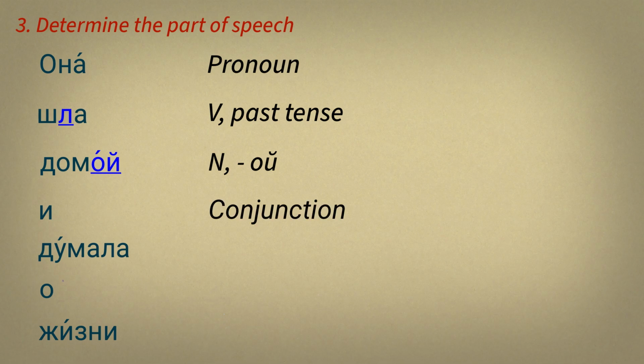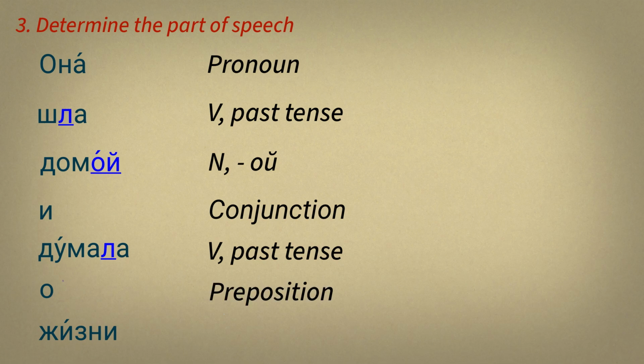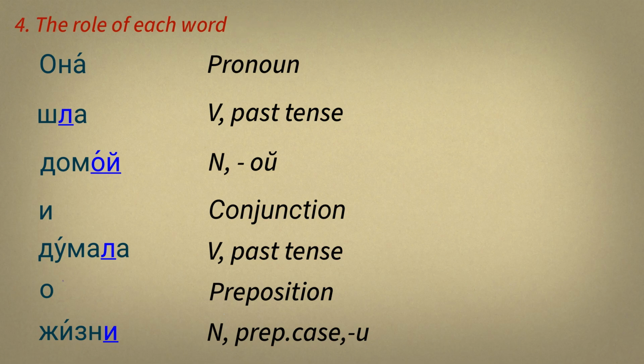И. It's a conjunction. Думала. It's a verb in past tense. Suffix «л» indicates it. О. It's a preposition. Жизни. It's a noun in prepositional case and has an ending «и». So now let's analyze the role of each word in the sentence.